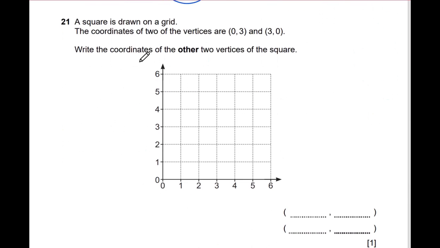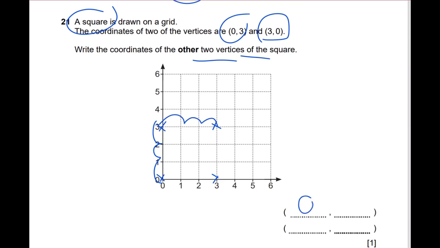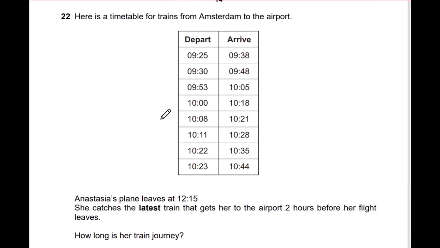A square is drawn on a grid. The coordinates of two of the vertices are (0, 3) and (3, 0). Write down the coordinates of the other two vertices of the square. So let's check: (0, 3) is here, (3, 0) is here, and this is a square. So we have two vertices. We can say that this is the square here, because this is 1, 2, 3 and 1, 2, 3. So the other coordinates are (0, 0), this one, and (3, 3). Right, next one, 22.